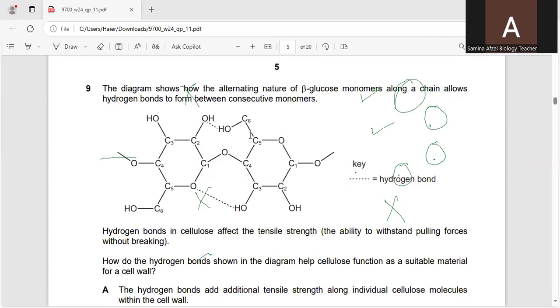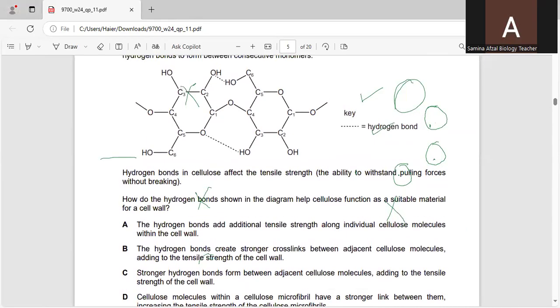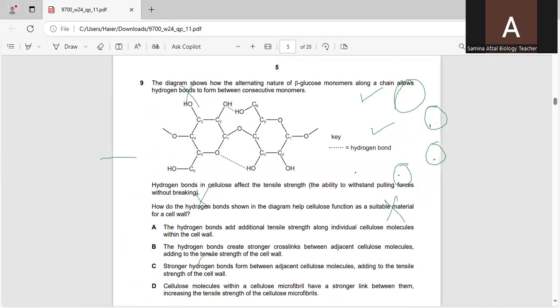You have to understand this graph. It is very easy. You just focus on the graph, then you can find its answer.